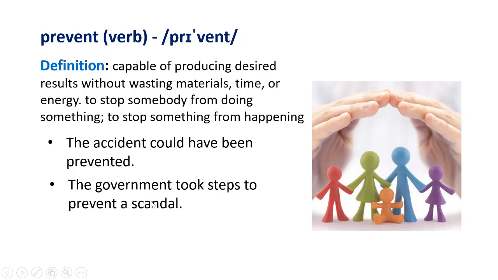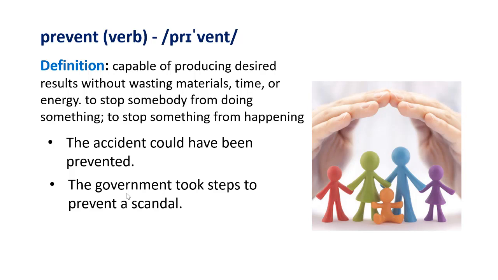Okay, and for the second example: the government took steps to prevent a scandal. A scandal, where there is one senior officer of the government involved in bribery. This means this officer got money from other people and made decisions to support the kind of person or organization from which he or she got the money, right?